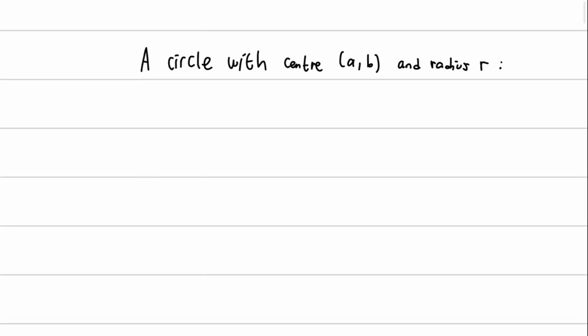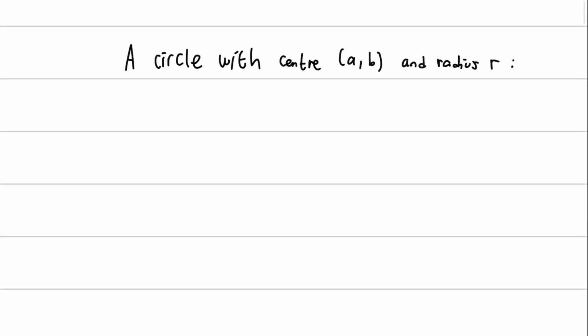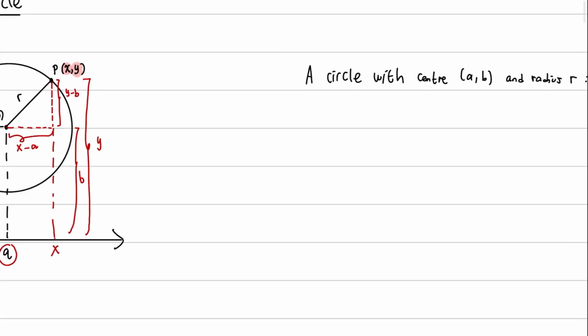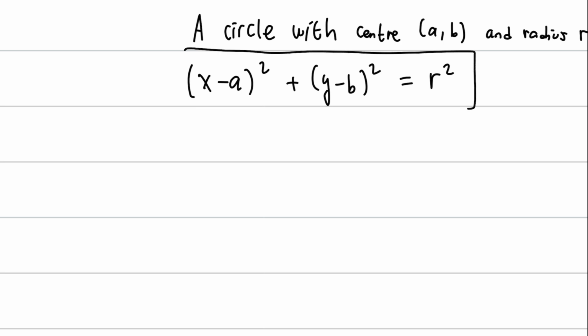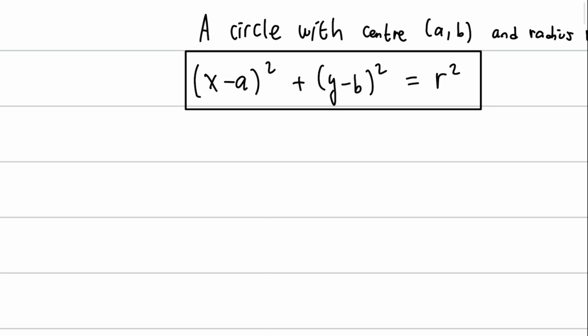So for a circle with center (a, b) and radius r, apply Pythagoras to this triangle. We will get (x minus a) squared plus (y minus b) squared equals r squared. So this is our equation of the circle. A circle with radius r and center (a, b) has this equation.